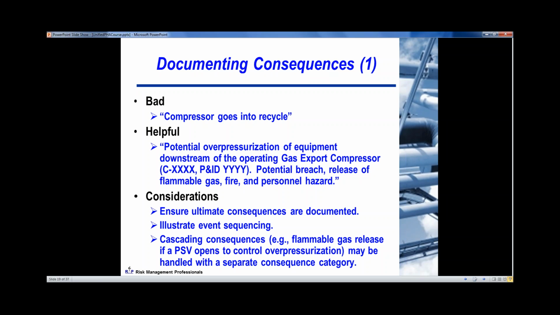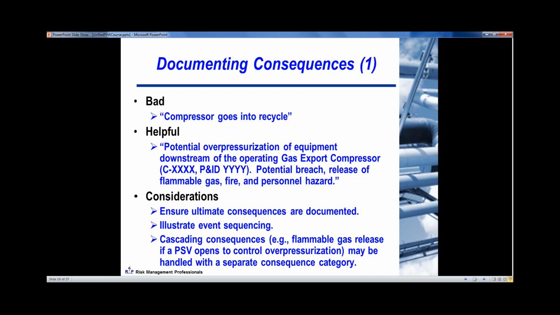You also want to, during the consequences, illustrate event sequencing, and you also want to think about cascading consequences. While a PSV might open up to protect a specific piece of equipment, that's great. On rare occasions, opening the PSV and having some sort of release can have a higher severity than actually overpressurizing the piece of equipment that it was trying to protect.